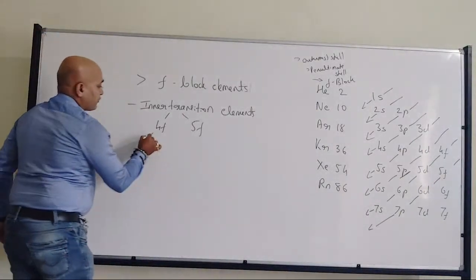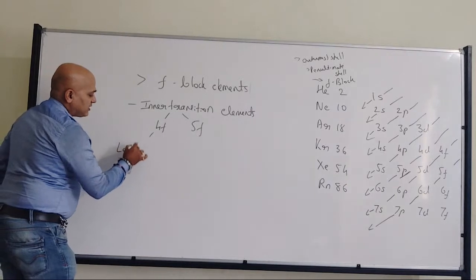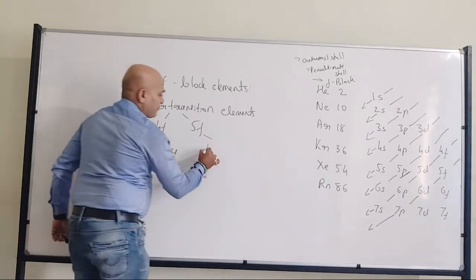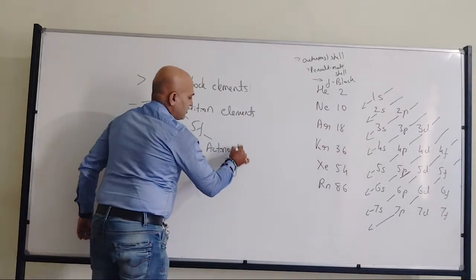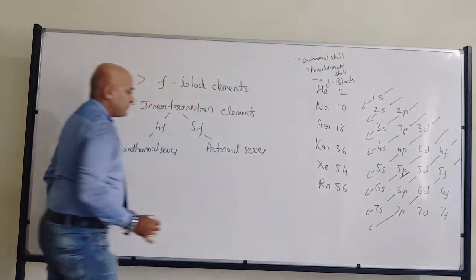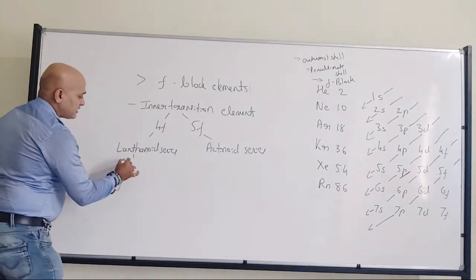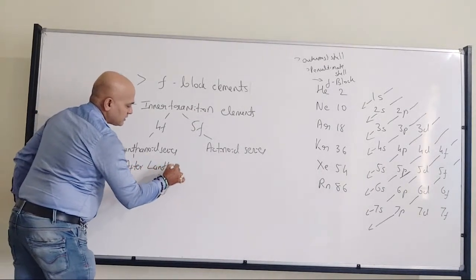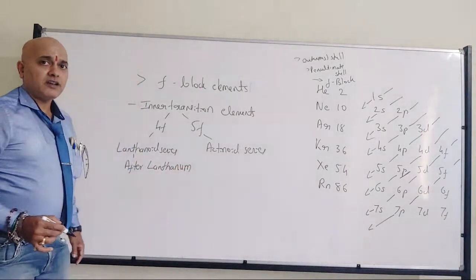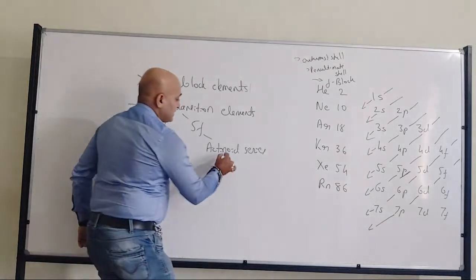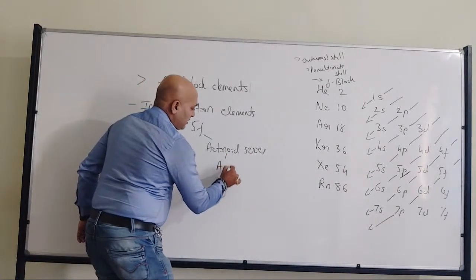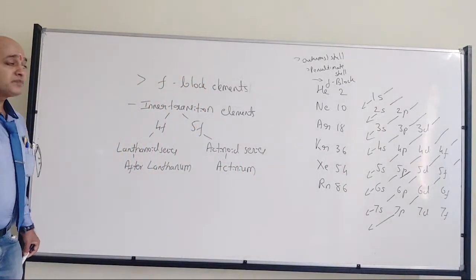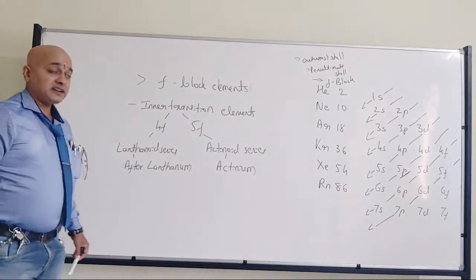Fine. Now 4f can be called the lanthanoid series, and 5f can be called the actinoid series. Right? So why are they called the lanthanoid series? Because they will be starting after, along with, lanthanum. They will initiate with lanthanum. Why are they called actinoid? Because they will initiate with actinium. So that's where we have the lanthanoid series and actinoid series.